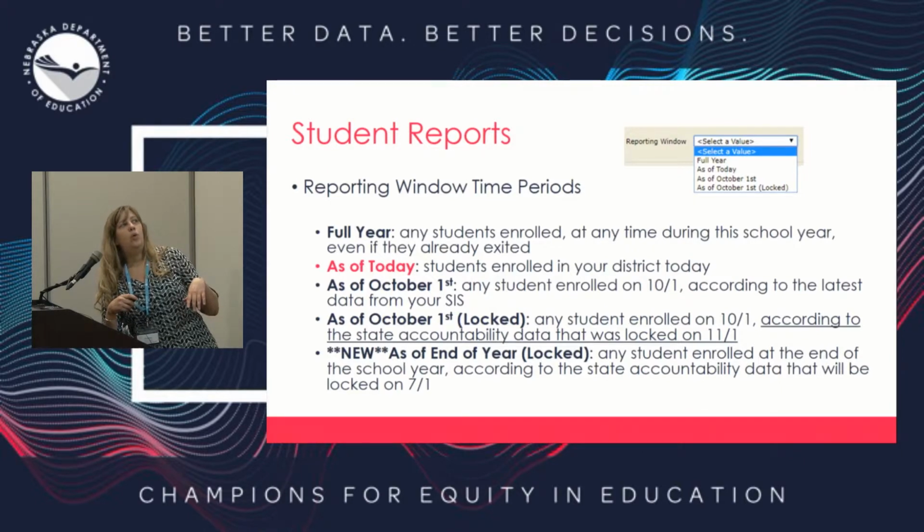And then once we get through year-end collection, you'll see this new one, as of end of year locked. So it's the information that was submitted for state reporting. But for right now, as of today, it's the one you want to review for that end of year.